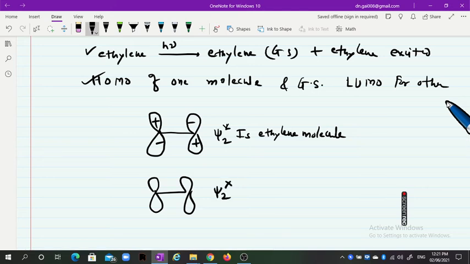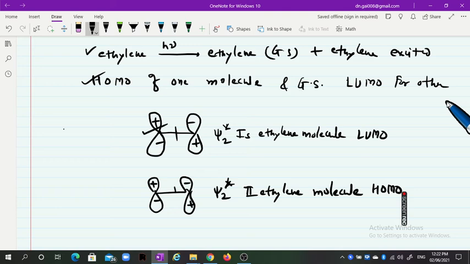So we consider the LUMO for the first molecule, and the HOMO for the second ethylene molecule. In the second ethylene molecule, there is excitation of electrons from the Psi1 level to the Psi2 level. That is Psi2 star, the highest occupied molecular orbital.